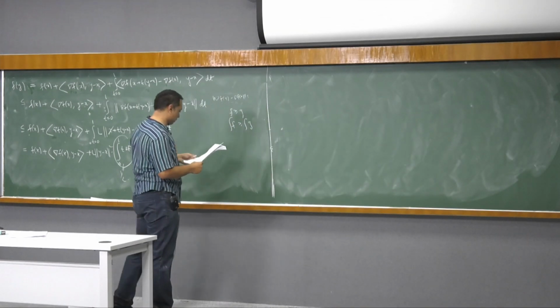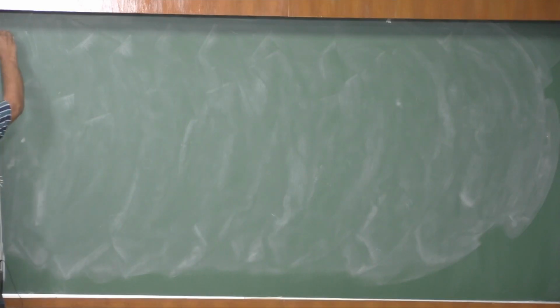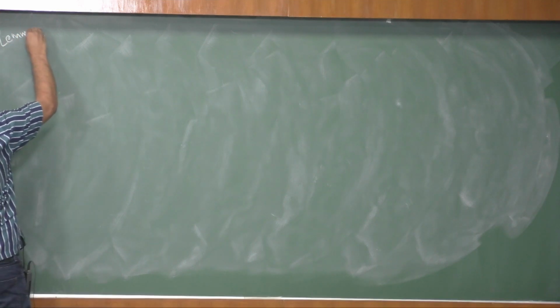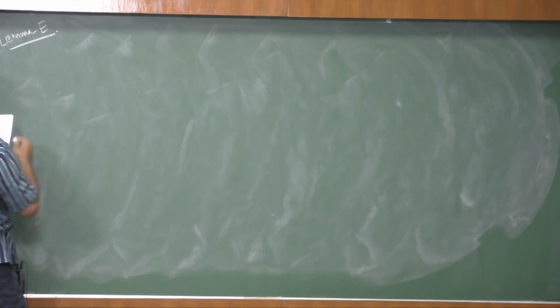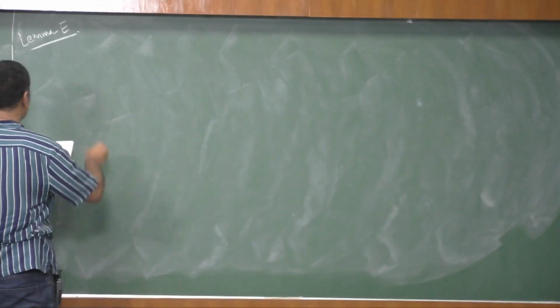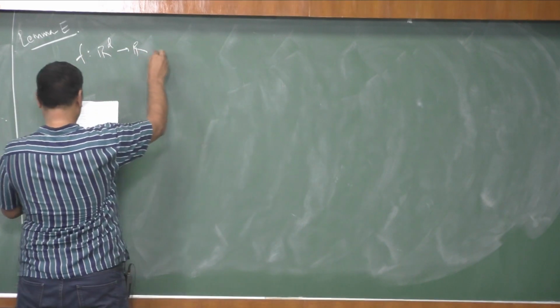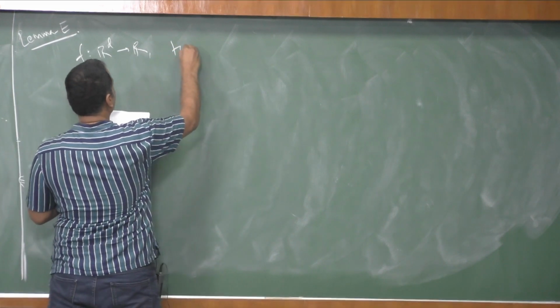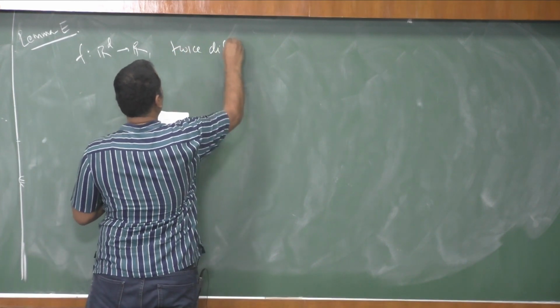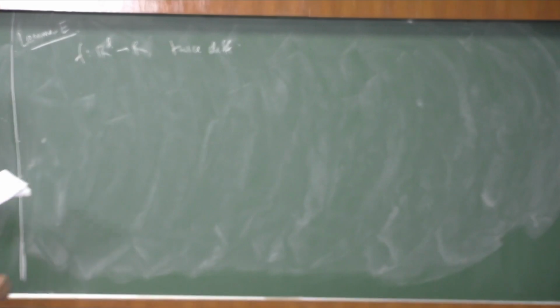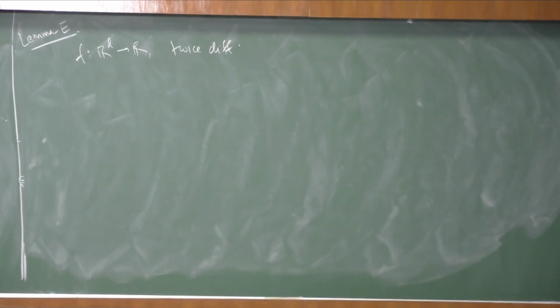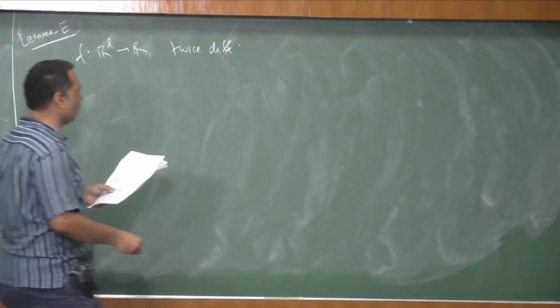So lemma E: f from R^d to R is twice differentiable. So this is giving us a hint that we might be using some Hessian at some point, right? So it's twice differentiable and L smooth.